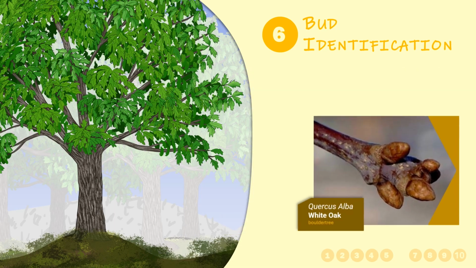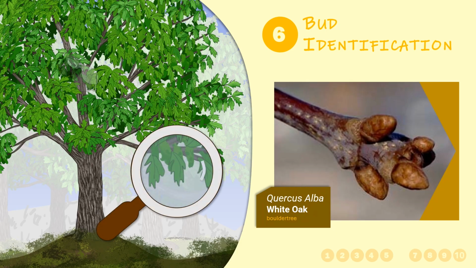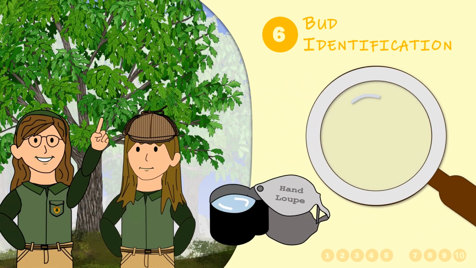For example, all species in the oak genus, Quercus, have a cluster of buds at the tip of the twigs. Now, here is where your magnifying glass, or hand lens, called a loupe, comes in handy. Buds are small structures, so it's often helpful to view them under magnification. How would you describe the buds on our mystery tree?